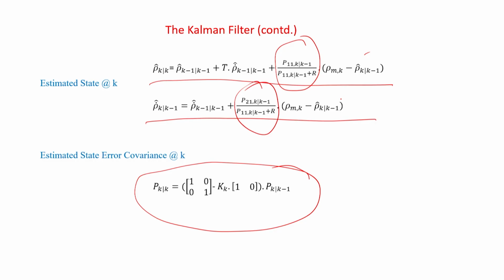So, higher Q means it will trust more on this correction factor, lower Q means it will have faith in this factor. So, this is all about the Kalman filter, and thank you for your time.